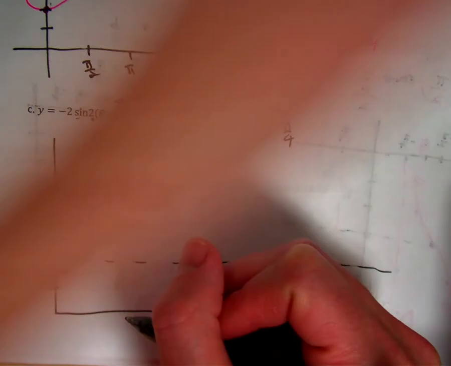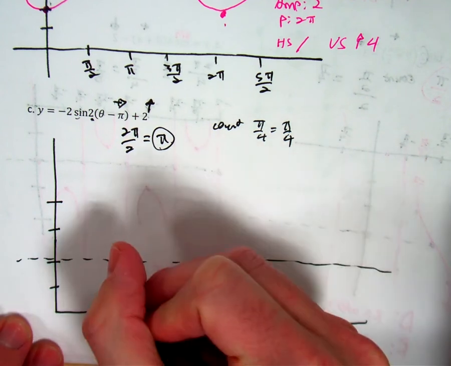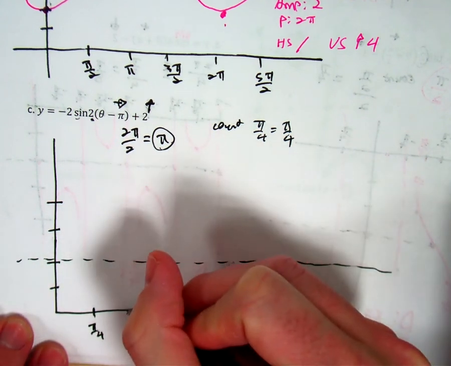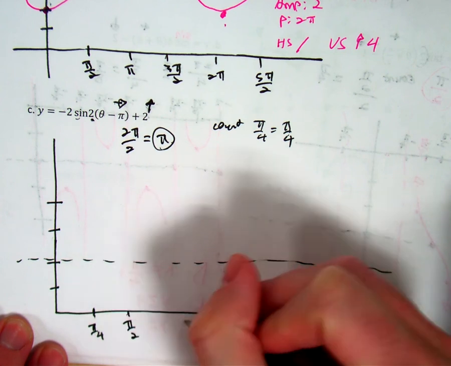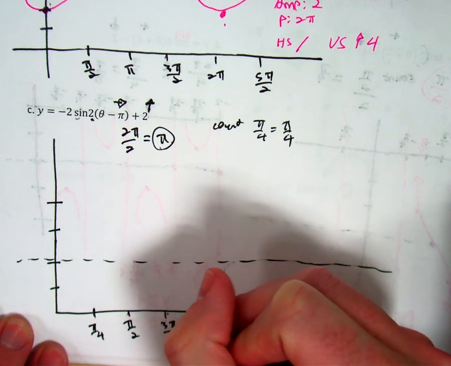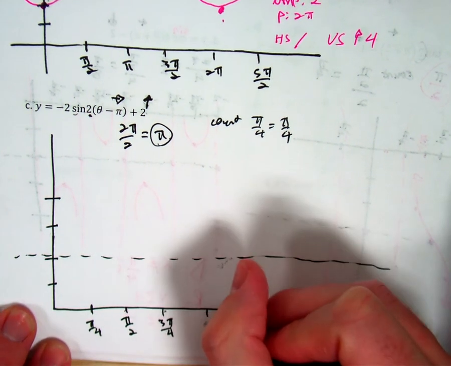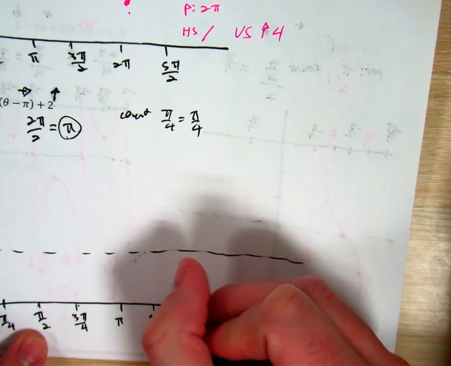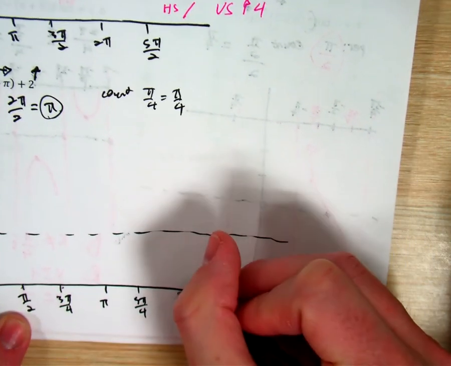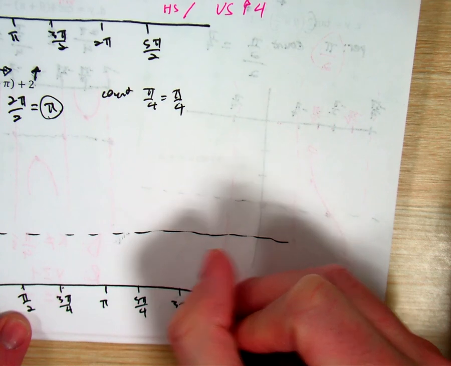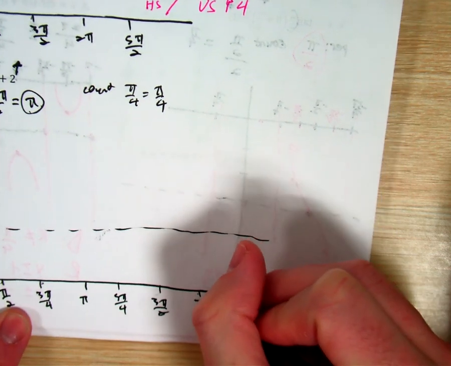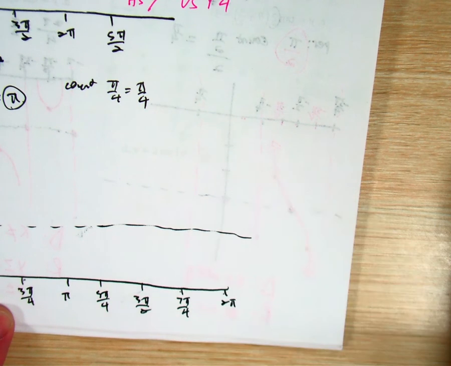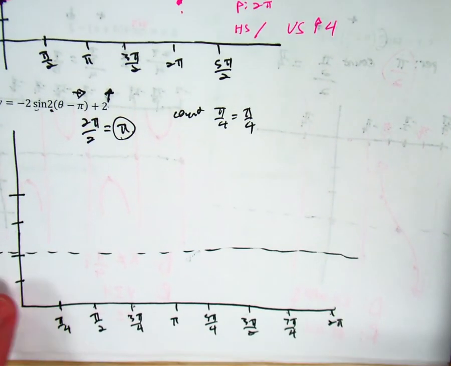So we got pi over 4. 2 pi over 4 is pi over 2. 3 pi over 4. Pi. Finally, right there is where we're going to start. Keep counting out. 5 pi over 4. 6 pi over 4 would be 3 pi over 2. 7 pi over 4. And 8 pi over 4 is going to be 2 pi. Whew! Got a lot.